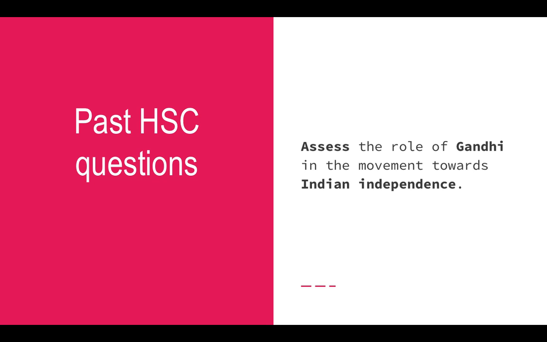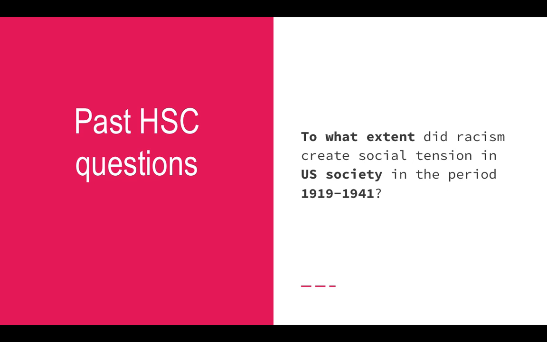So if we're looking at Indian independence as the topic and then Gandhi as the scope, that means that you're not talking about other leaders of the Indian independence movement, only Gandhi, which is important because there's a lot going on in the Indian independence movement. So having that limitation of only talking about it in relation to Gandhi will help you structure a more cohesive, coherent response.